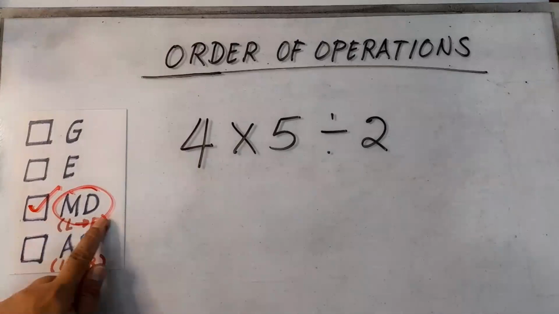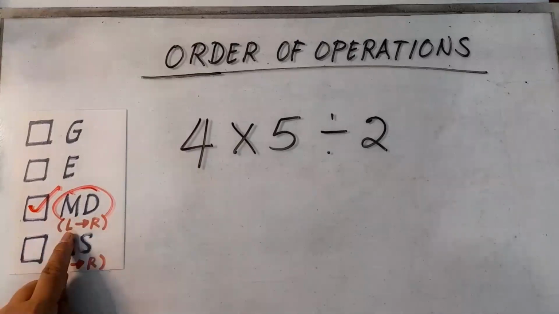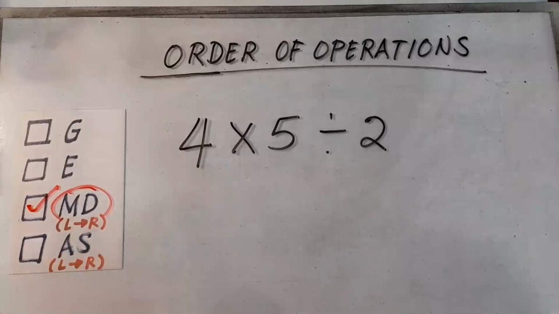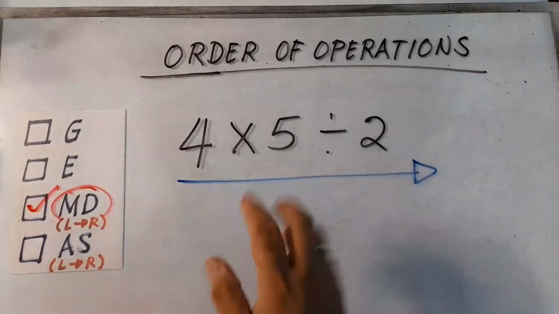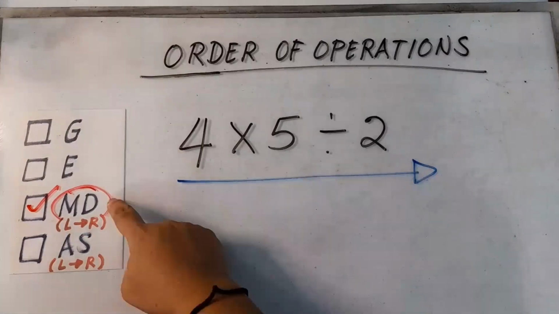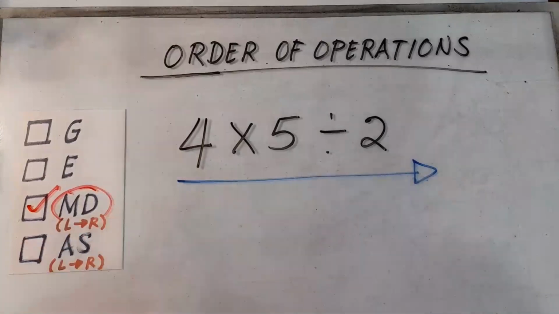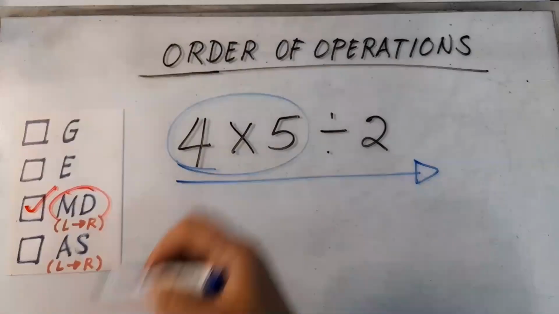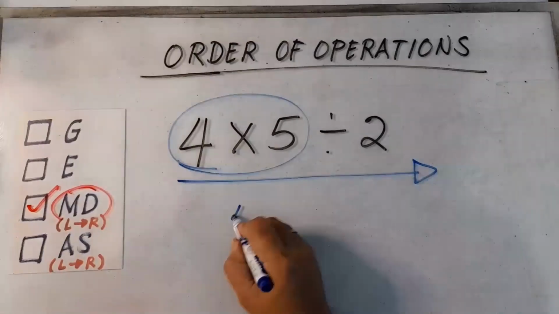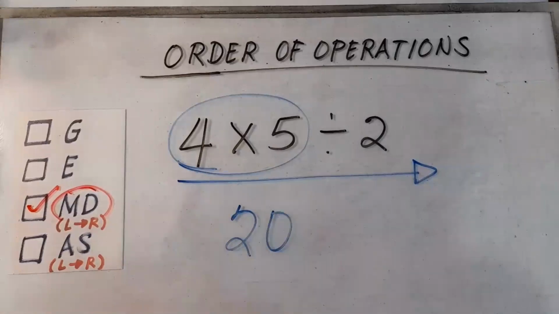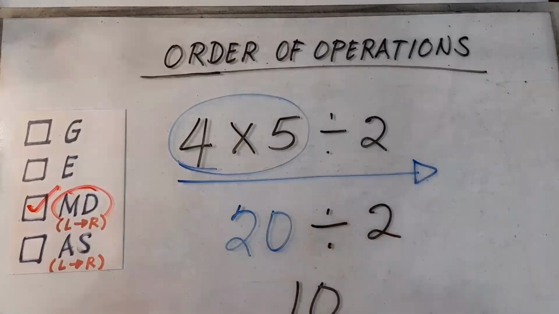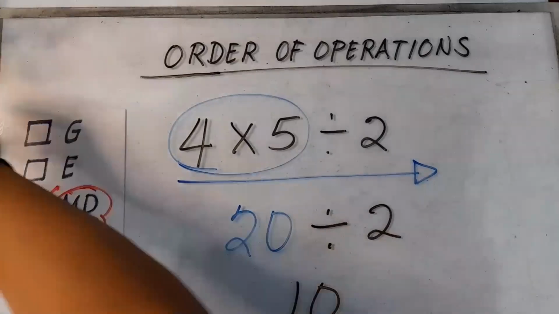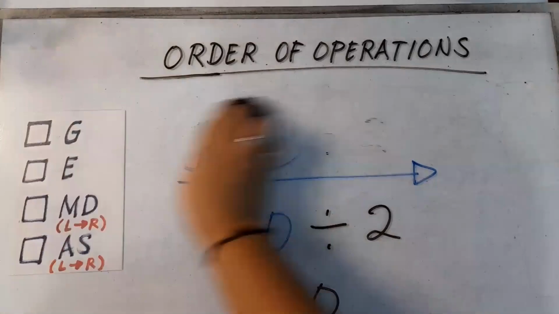At ano ang gagawin natin? We should do it from left to right. So, we will perform our operation from left going to the right since they come from the same level or they are of the same priority. Okay? So, we will have first 4 times 5. And what is 4 times 5? That's 20. And then 20 now will be divided by 2. And our answer is 10. Okay, ma'am, dapat po ba laging multiplication ang nauuna?